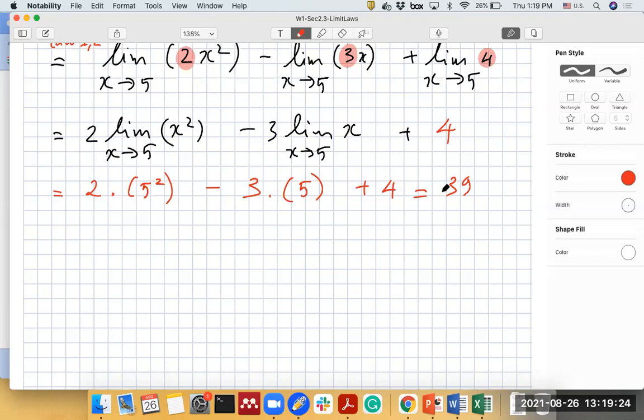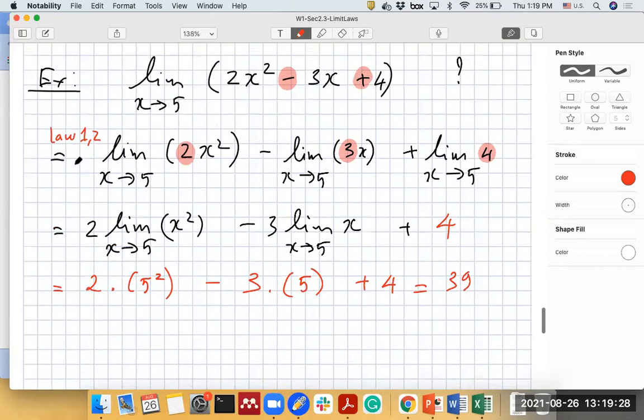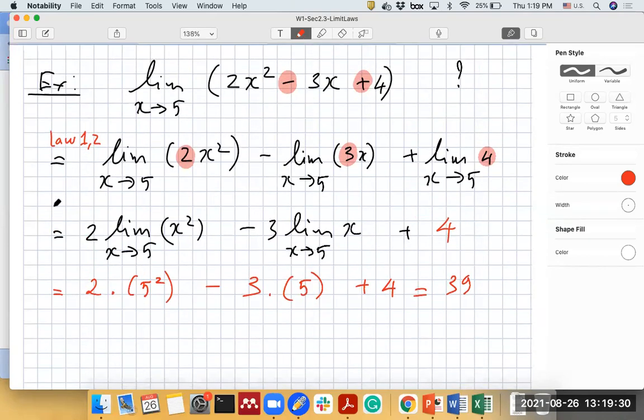After doing this, we see that the polynomial here is continuous. We can simply apply direct substitution. But I just wanted to show you how to use some laws step by step.